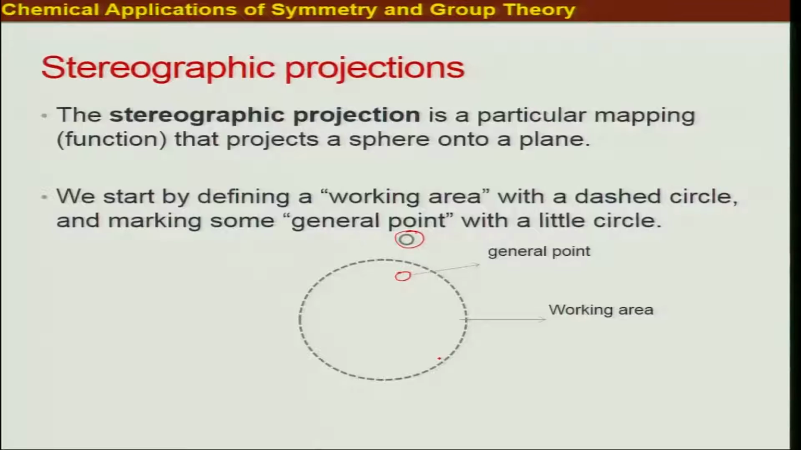And then what we do, we take any general point on that particular working area or working space, and then we perform the symmetry operations. Now, which symmetry operations will we be performing? See, when we look at the Schoenflies notation for any point group, certain symmetry operations which are in that particular point group are pretty obvious.